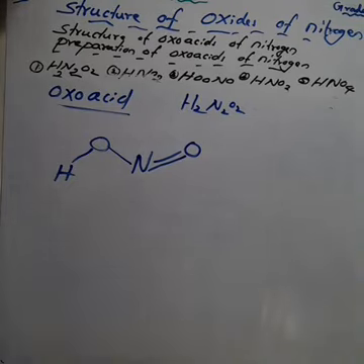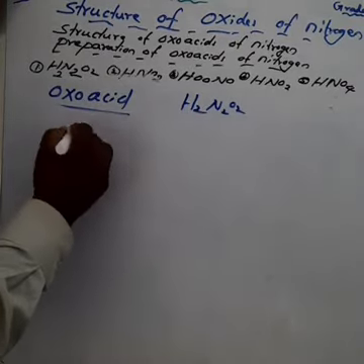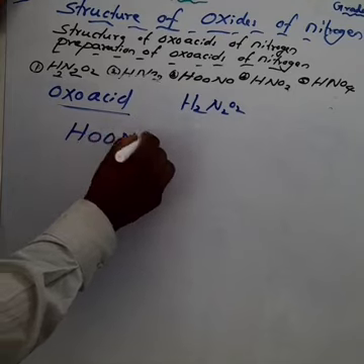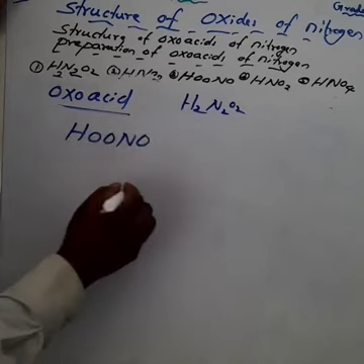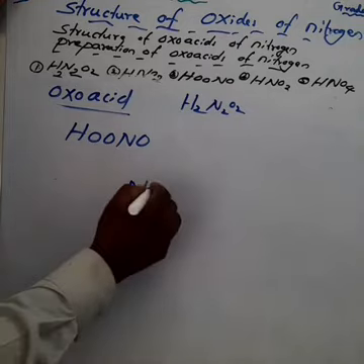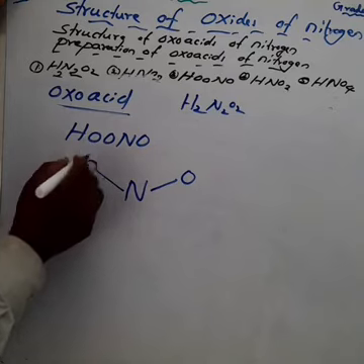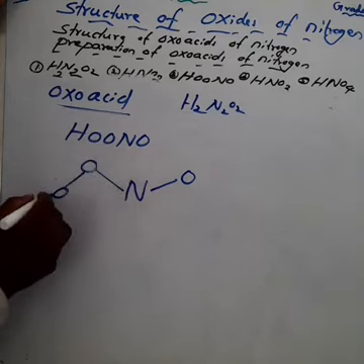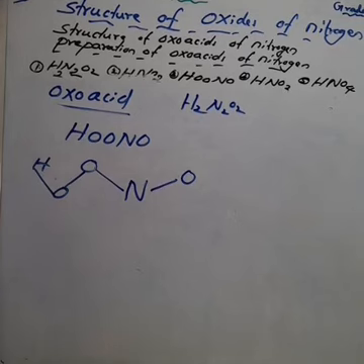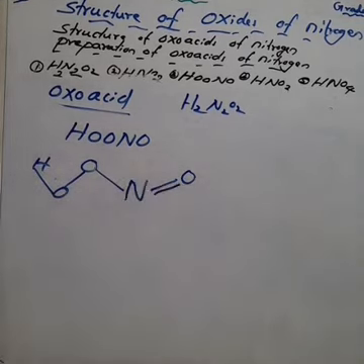Pernitrous acid, what is the formula? HOONO. So how much nitrogen is there? 1 nitrogen. So you have to draw nitrogen. Next one side oxygen. Other side another one oxygen. Join with another one oxygen. Join with another one hydrogen. So here having single bond, make it here a double bond. Okay, now the structure is over. Those who are willing to do the electron dot structure, make it, otherwise leave it.